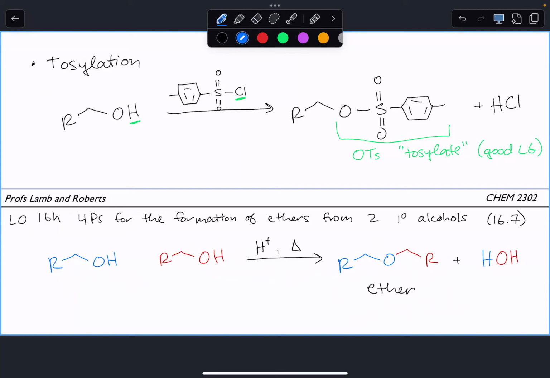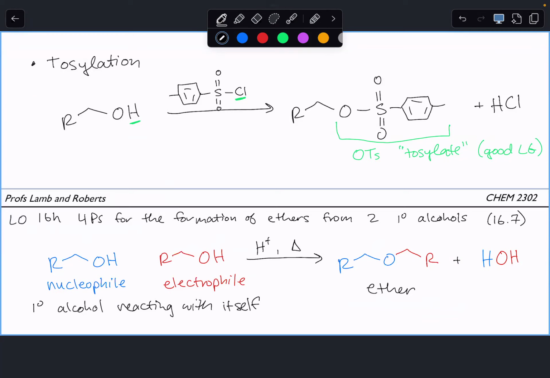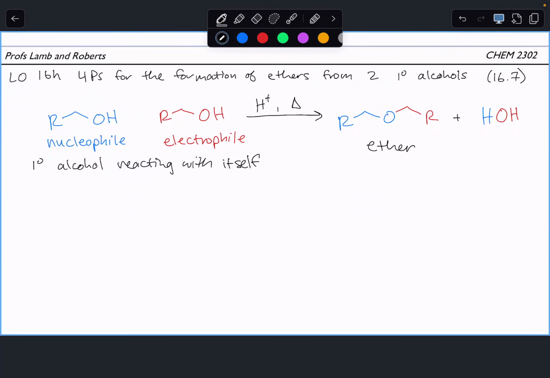Okay, so our primary alcohol is our nucleophile and it's our electrophile. So this is a primary alcohol reacting with itself. So that's kind of crazy. How do we have a molecule that can be both the nucleophile and the electrophile in the reaction? Let's look at the mechanism.